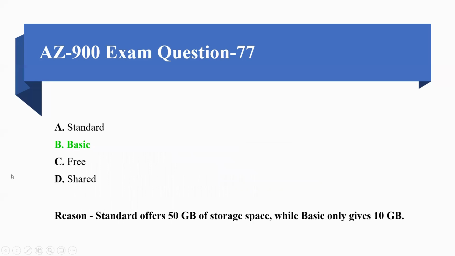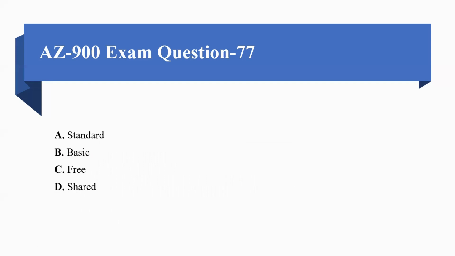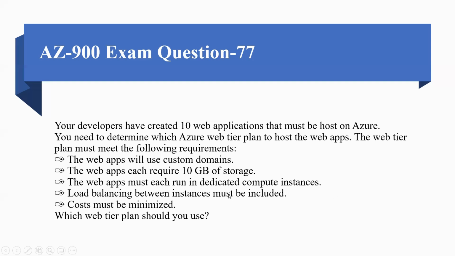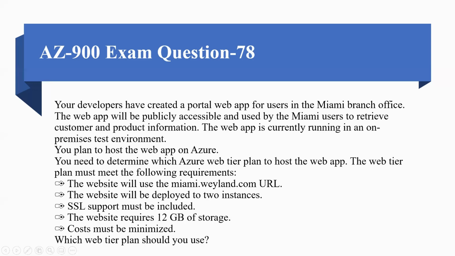The reason for choosing basic is that standard offers 50 GB of storage space, while basic gives us 10 GB of space, and we only require 10 GB of storage. And we have to keep in mind that cost must be minimized. So we choose basic. Coming to question number 78, your developers have created a portal web app for the users in the Miami branch office.